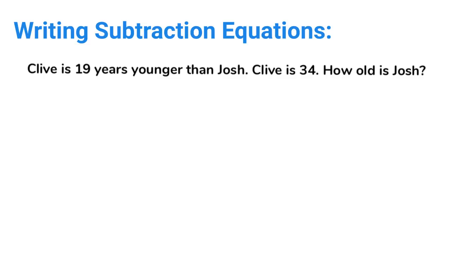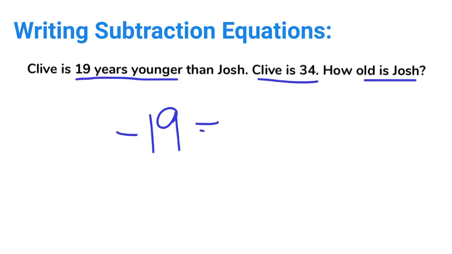This example and the next example will be how you write subtraction equations. It says Clive is 19 years younger than Josh. Clive is 34. How old is Josh? So again, I'm thinking about what I know. If Clive is 19 years younger than Josh, that tells me that I'm subtracting by 19. Clive is 34.